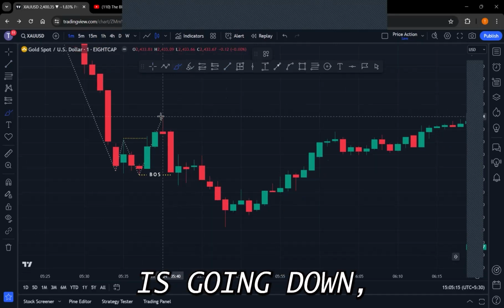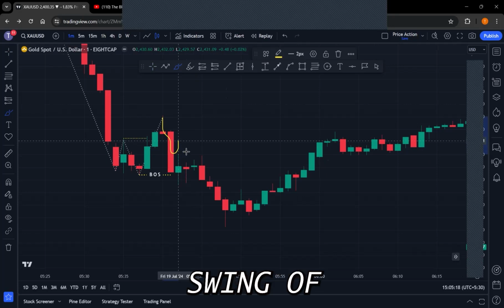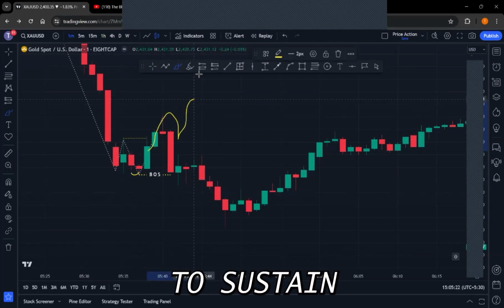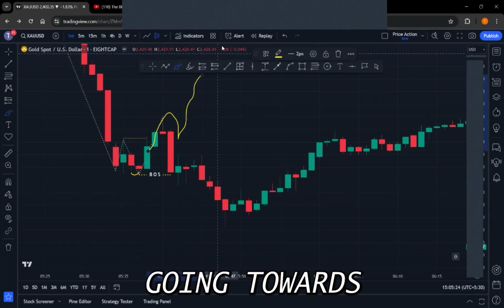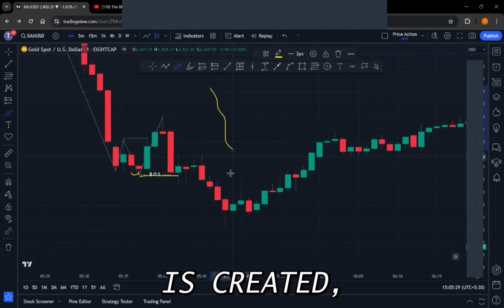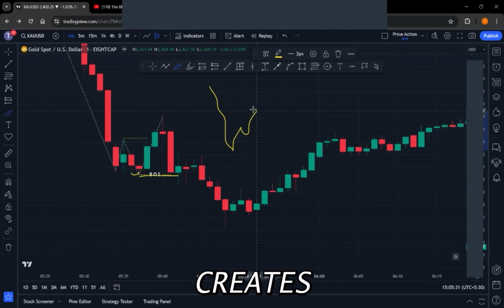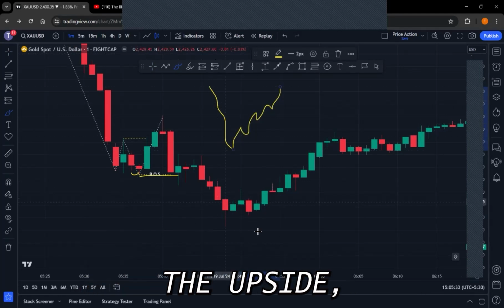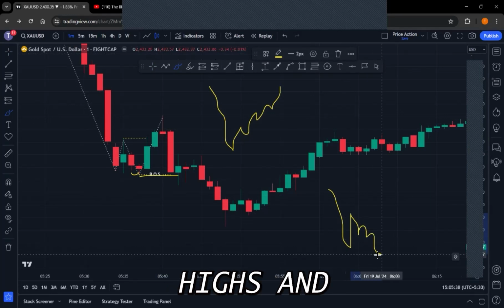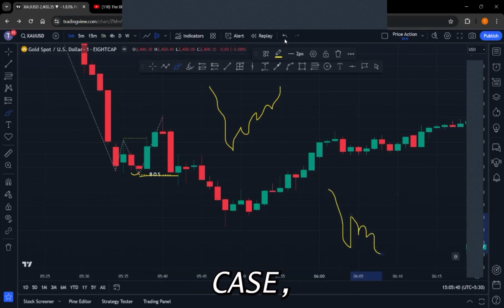As soon as the price is going downside, creating a swing of a lower high, because after the creation of a support, if the price is not able to sustain higher lows and go towards the upside, we cannot take a buy. This is the major support in the market. So when the support is created, there are two possibilities. Either the price creates higher lows and then tries to move towards the upside, or the price creates a support, then again creates a series of lower highs and lower lows and breaks that support. And in this case, that thing happened.